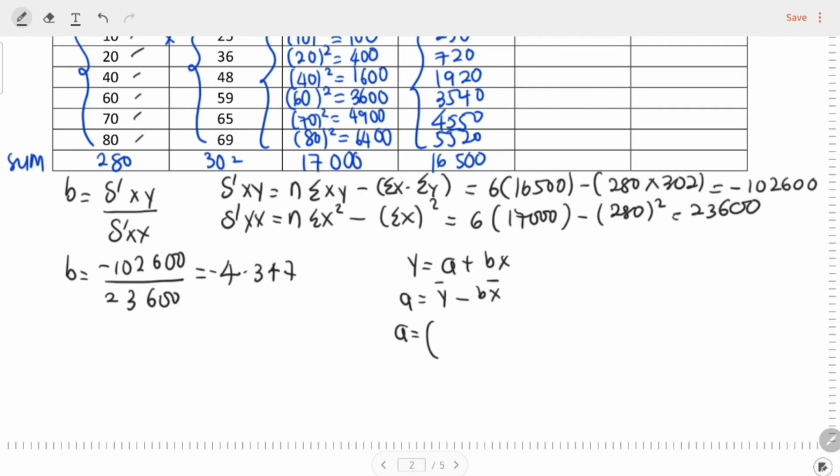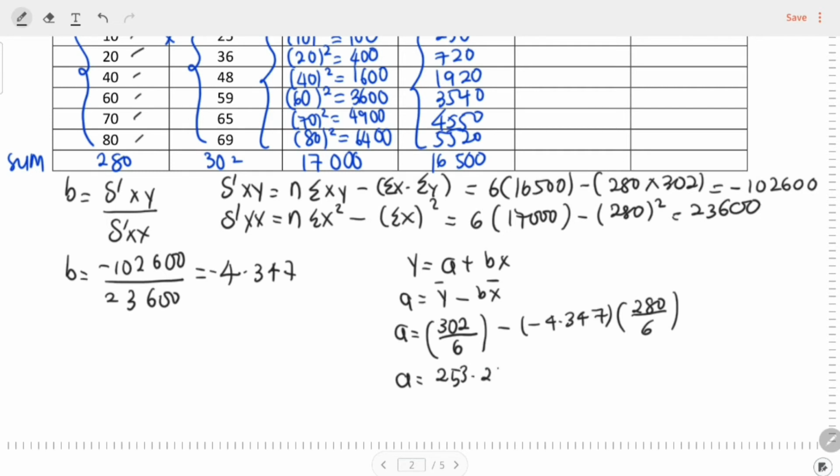So the mean of y is simply sum of y, which is 302, divided by the number of samples, which is 6. Okay, minus, so we have here negative 4.347 for our b, and mean of x is sum of x, which is 280, divided by the total number of samples. So your a is exactly like your b constant. It can be positive or it can be negative. So whatever the sign that appears, you need to take note of it.